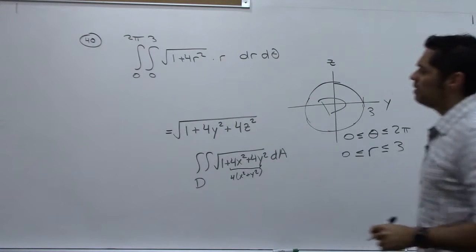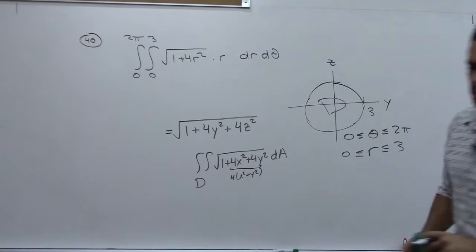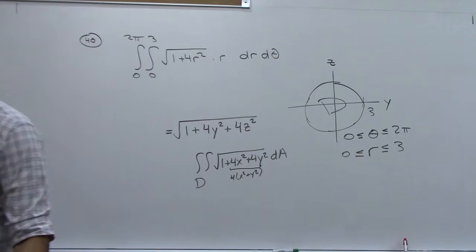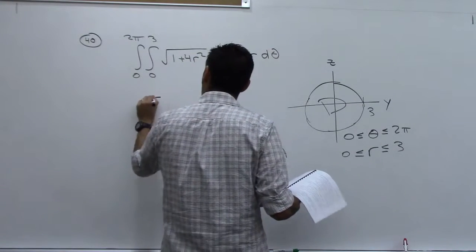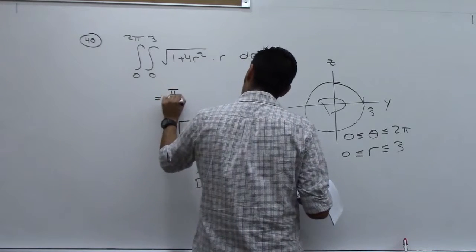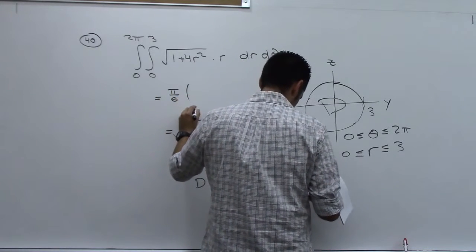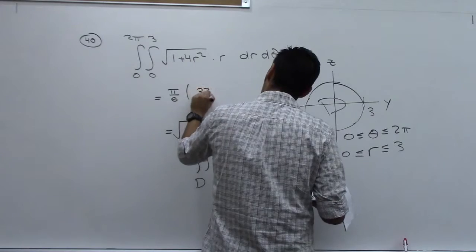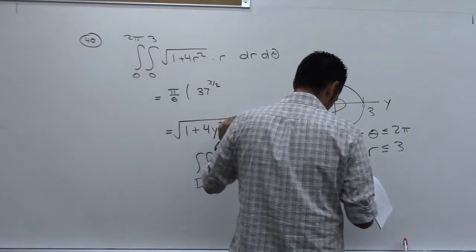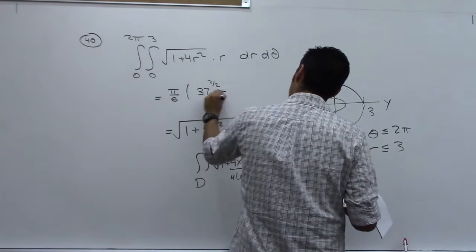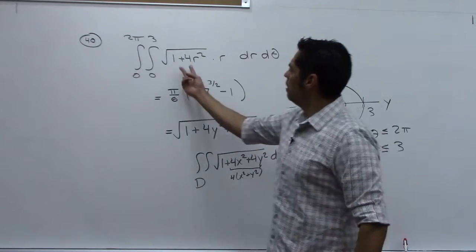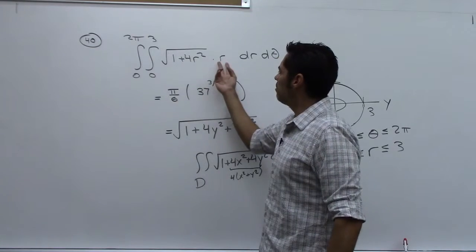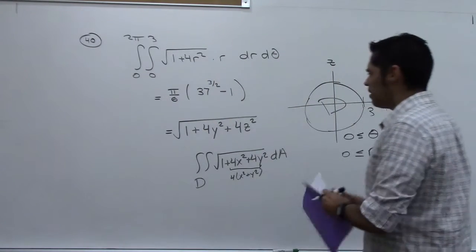So there's the integral, and I believe I've done one like that. I think I did it in class, I don't recall. But let me just give you what this answer is. You should get pi over 6 times 37 to the 3 halves minus 1. All right, so this would just be a basic u sub. Let this be u, the derivative of it's right here almost, and just work through the rest.